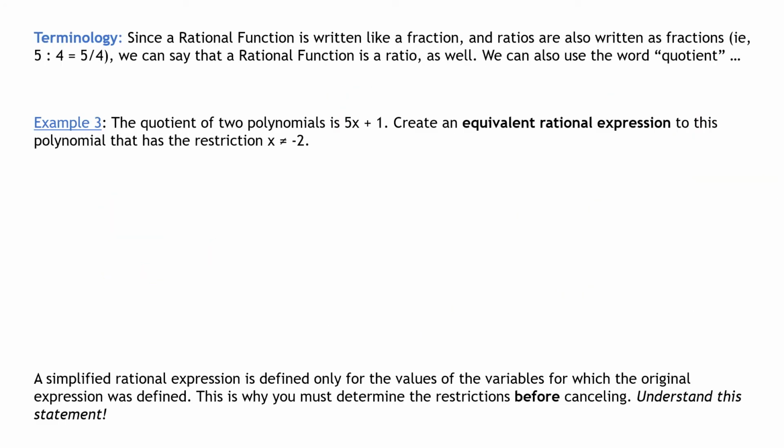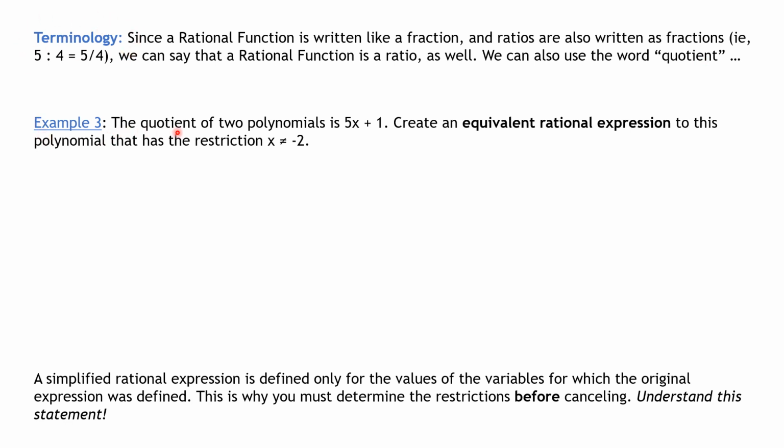Terminology. I'm just going to remember rational means one term over another term, right? Rational function, like 1/2 is a rational number, 2/3 is a rational number. A rational function just means that we have variables. Since a rational function is written like a fraction, and ratios are also written as fractions, so we write 5 to 4 as 5 over 4. That should be straight up and down, one over the other. We can say that a rational function is a ratio as well, and we can also use the word quotient. I'm pointing that out because of the terminology that you'll see sometimes in your homework.